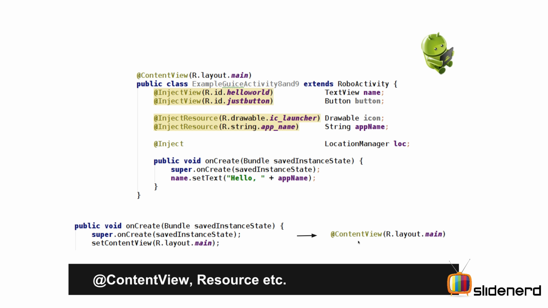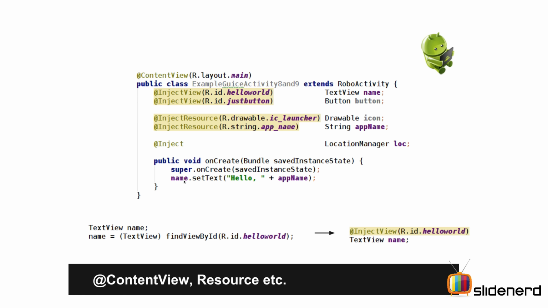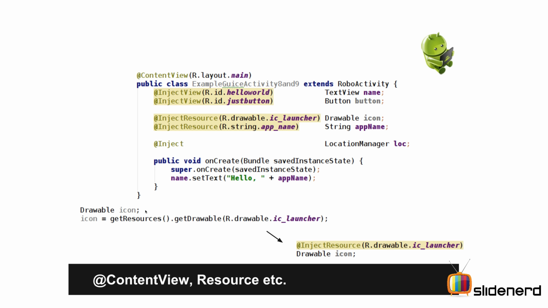Also notice the @ContentView annotation right here at the top, where I have set R.layout.main. Now this replaces the setContentView method which you see here on the left hand side with this one single line. You don't even have to write an onCreate if you don't need the saved instance state anymore. That's just how good Roboguice is. So again, the TextView findViewById is replaced by @InjectView, and you pass the ID inside. Now simple, right? Take a look at the drawable part.